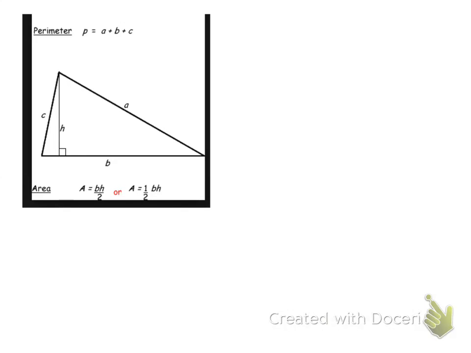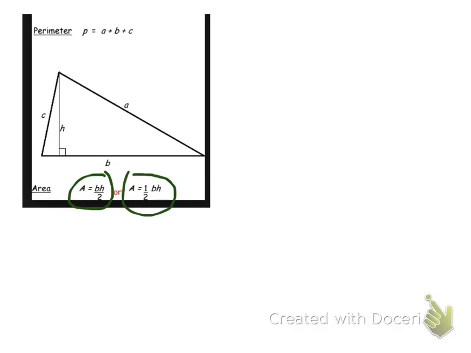Alright, so in finding the area of a triangle, there are two different formulas that you can use. Your first one can be A is equal to base times height divided by 2, or you could do A is equal to 1/2 the base times height. Either way is going to get you the exact same answer. It's just a matter of personal preference with which you like to use.